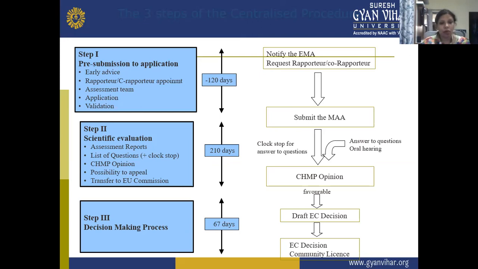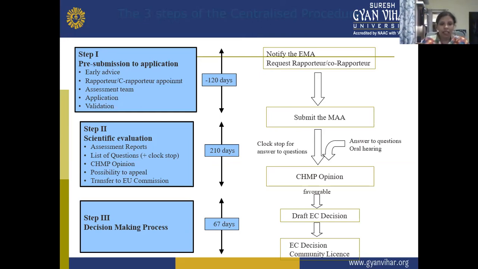Then you have to take the CHMP opinion. The CHMP is the committee, so you have to take the opinion from the CHMP. After that, the possibility to appeal is there, and then transfer to the EU Commission. So all these things, that is the second step of scientific evaluation, take 210 days for the approval.